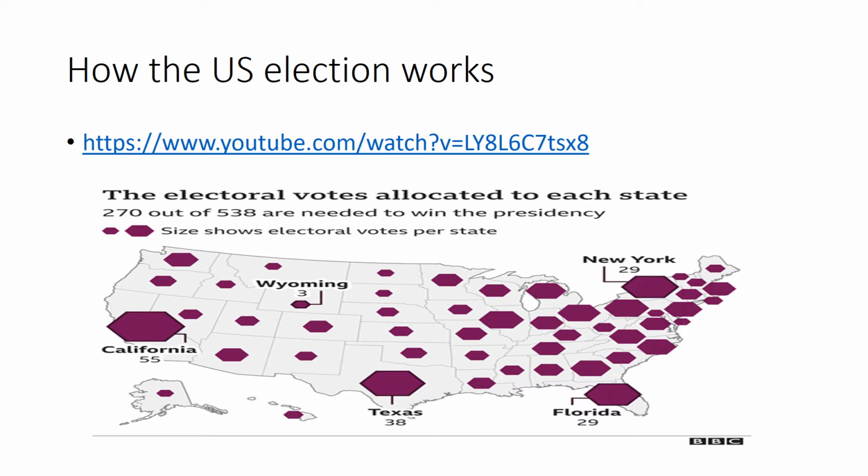Now, this diagram here just shows you the size of electoral votes per state. So ultimately, it goes on the population of the states. The bigger the population of the state, then the more Electoral College votes that they get. So this video here just explains really briefly how the US election actually works. Now, it's not essential for you to know this for your essay for this section, but it's just a good bit of background for you.